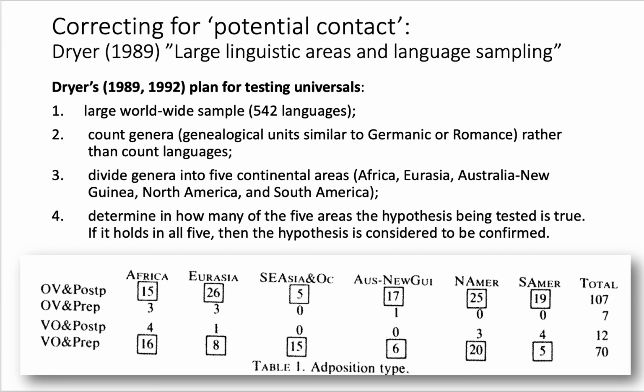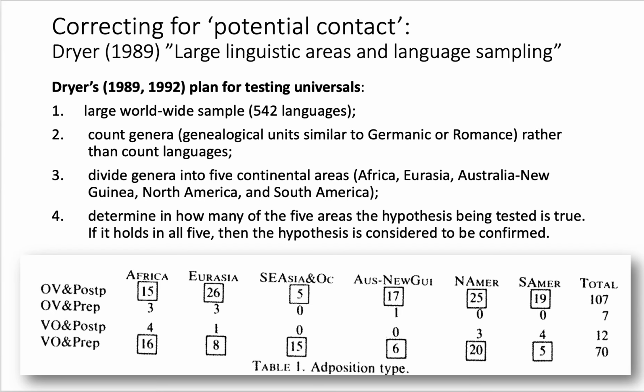And then he says, okay, we're going to divide these genera. They belong to 5 continental areas: Africa, Eurasia, Australia, New Guinea, North America, and South America. And we determine in how many of the 5 areas the hypothesis that's being tested is true. And if it holds in all 5, then the hypothesis is considered to be confirmed, right? So in this way, we deal with both genealogical and areal bias in some way, right? And this was a very influential work.